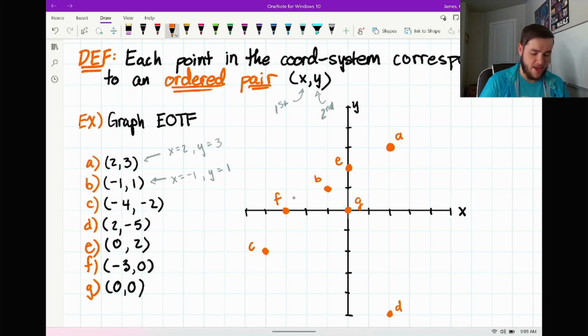Kind of the same thing for F. F is over here on the x-axis because I move -3 units on the x-axis, or 3 units to the left, but I don't move anywhere vertically. And last but not least, point G is the origin because I don't move anywhere from the origin.